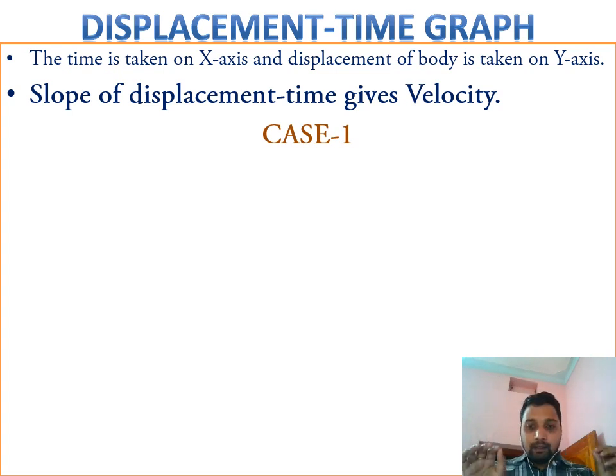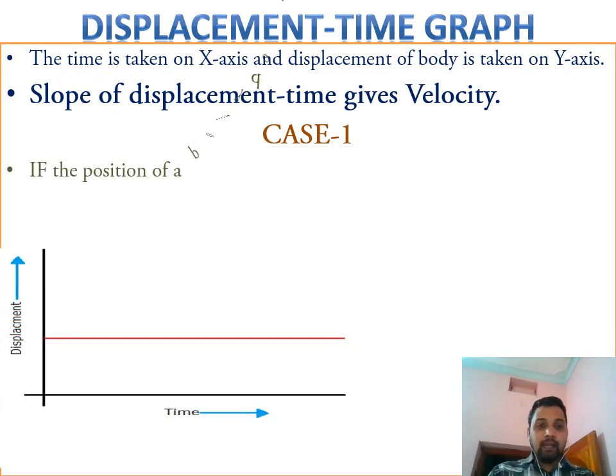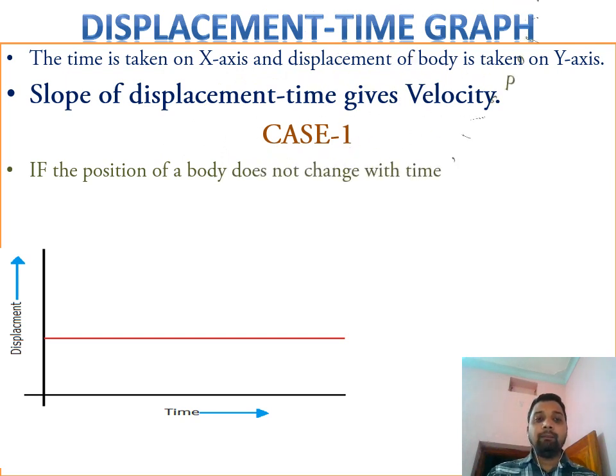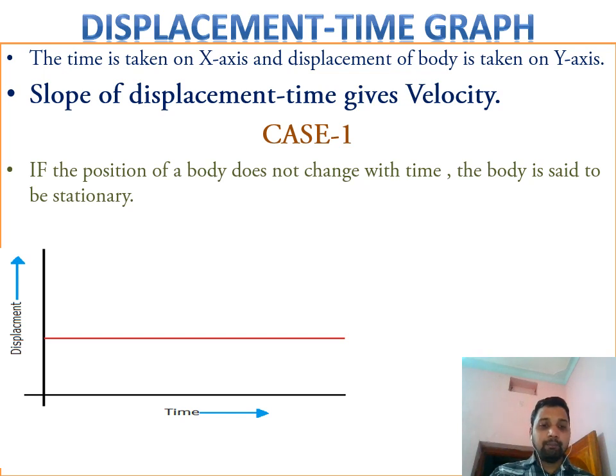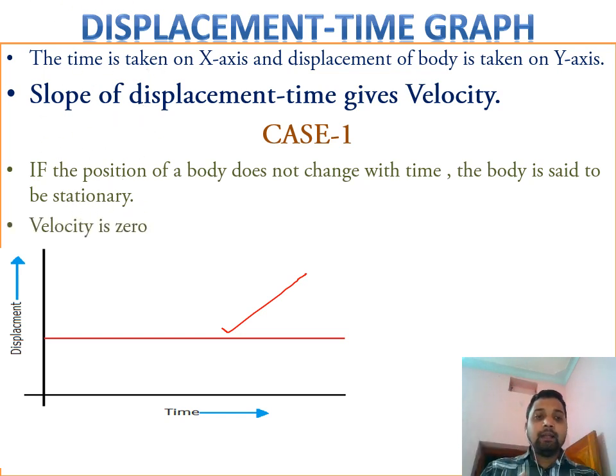Case 1: when the body is not moving, the body is at rest or stationary, not changing its position. At that point of time, you will get a graph which is parallel to the x-axis. Here you can see a red line which shows the graph parallel to the x-axis. There is no graph parallel to the y-axis, because the quantity taken on the x-axis is always independent.